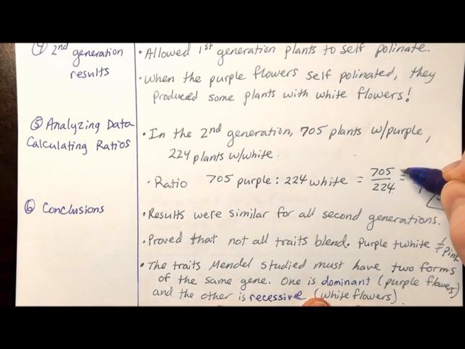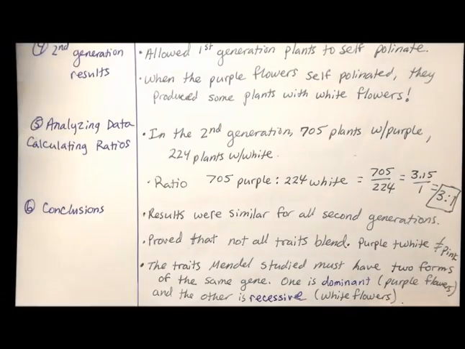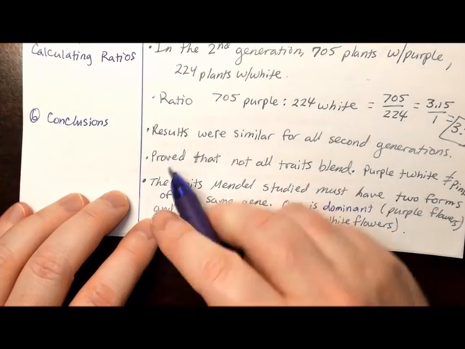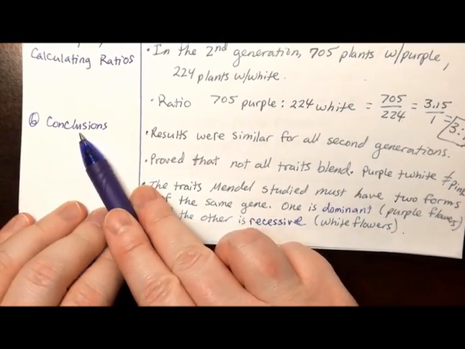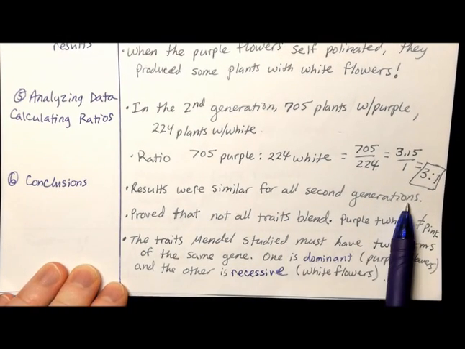So 705 divided by 224 equals 3.15. And then we just put it over 1. Then they rounded it off to about 3 to 1, just because that's easier. So his conclusion: the results were similar for all second generations.